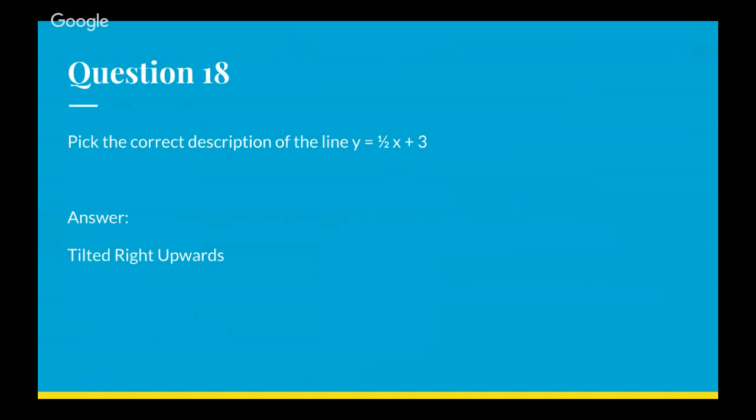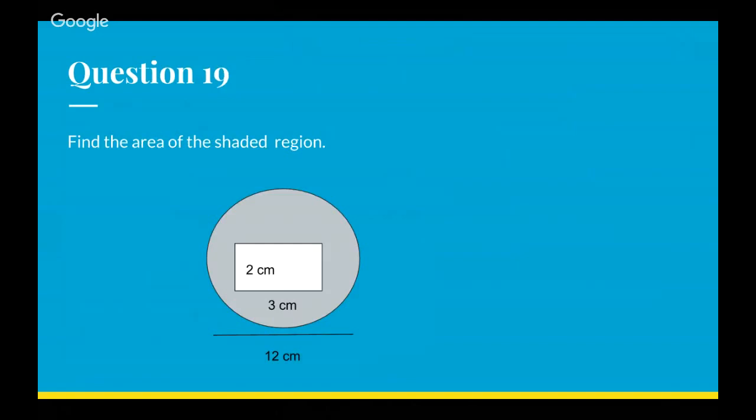Question 19, find the area of the shaded region. There is a question on there like this, so make sure you know how to do these. Answer, 50.52 centimeters squared. Don't forget on this one, you need to find the area of the circle, then subtract out the area of the rectangle, and that'll give you the shaded region.